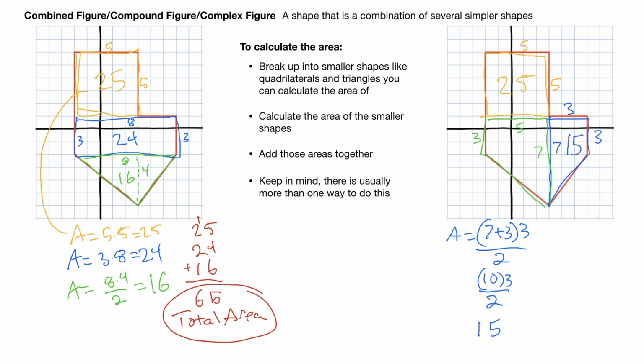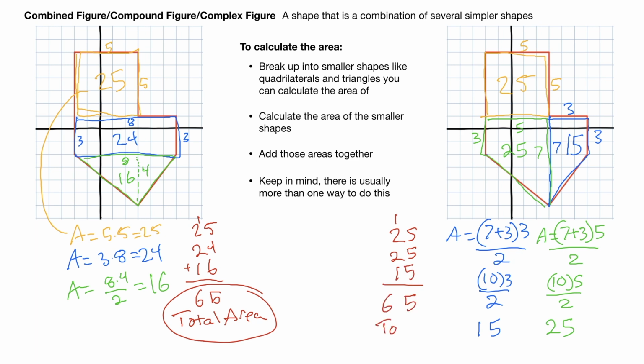And then for the other trapezoid, we do the same thing. Area equals 7 plus 3, and this time it's going to be a height of 5. And so we would have 10 times 5 divided by 2. 10 times 5 is 50. 50 divided by 2 is 25. And so this one would be 25. And if we added those numbers together, again, we have 25, 25, and 15. And we're at that same total area of 65.